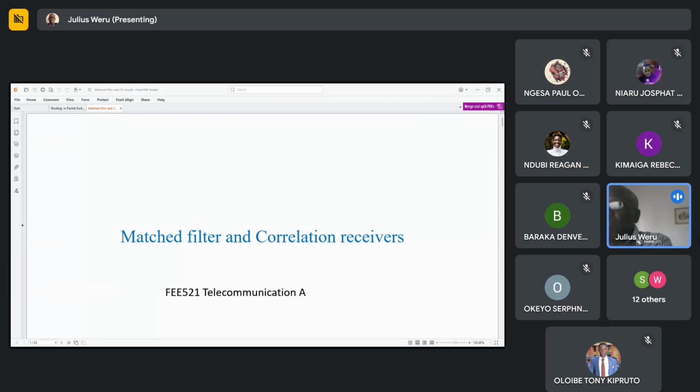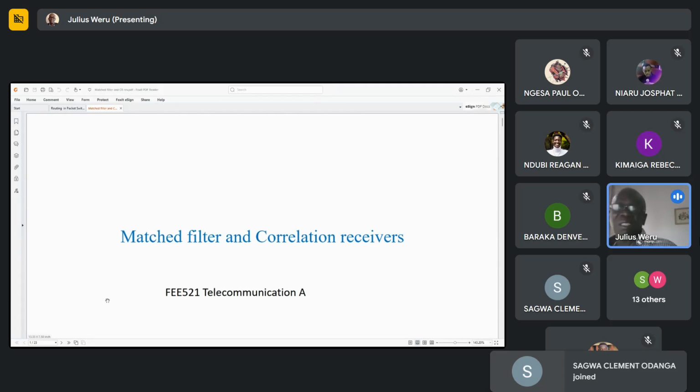But in the meantime, of course, we know those pulses have changed shape because they have AWGN, additive noise, and they also suffered some distortion. There's intersymbol interference that may have affected the shape.